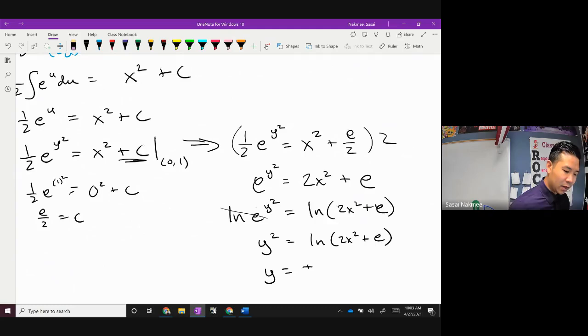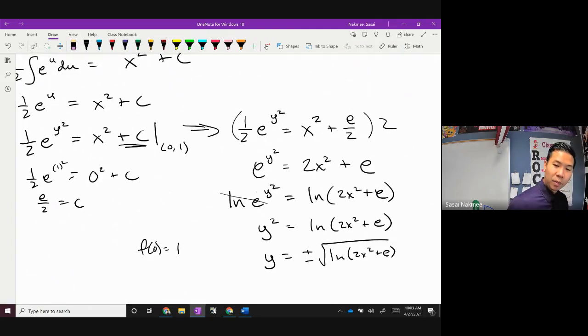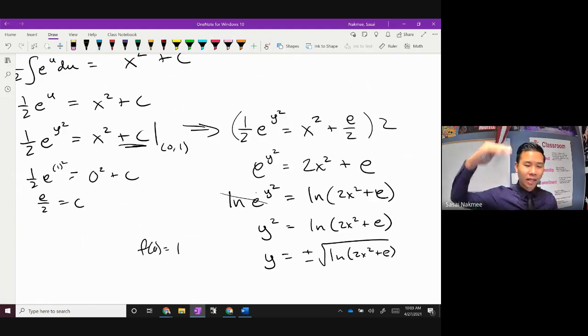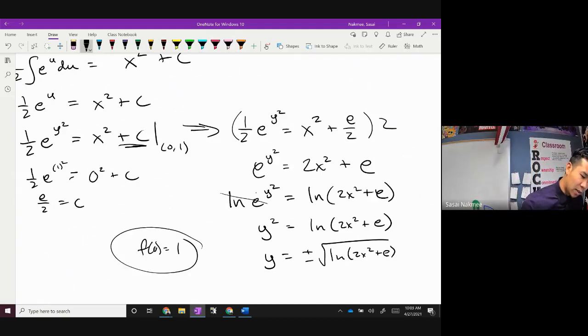Now, this is the part that's a little fishy here. Plus or minus the square root of the natural log of 2x squared plus e. But here's the thing. My initial point was that f of 0 is equal to a positive 1. So yes, this is true. This function is supposed to be plus or minus, right? But when you graph the plus or minus, you're going to have one on the positive side and one on the negative side. And since my initial condition is on the positive side, I only care about the positive part, and this would be my answer.